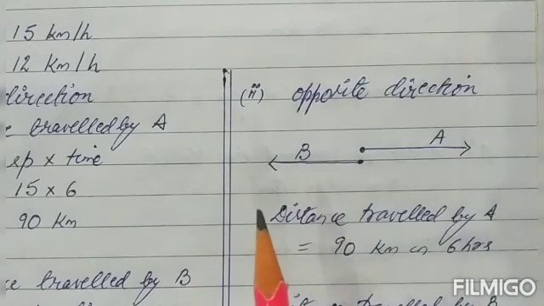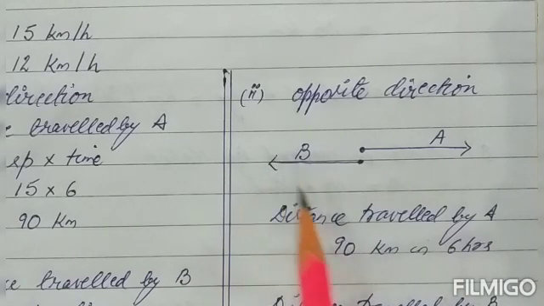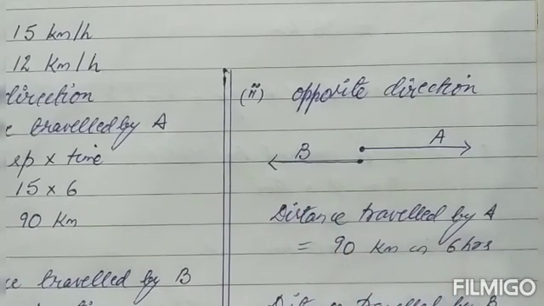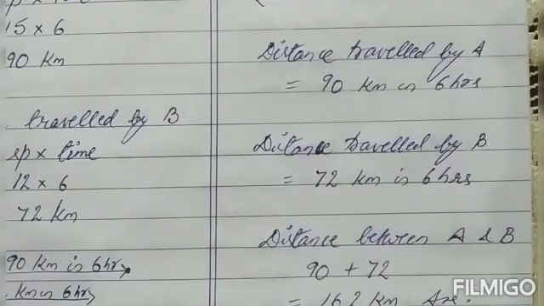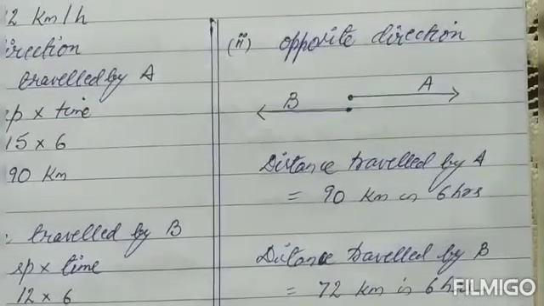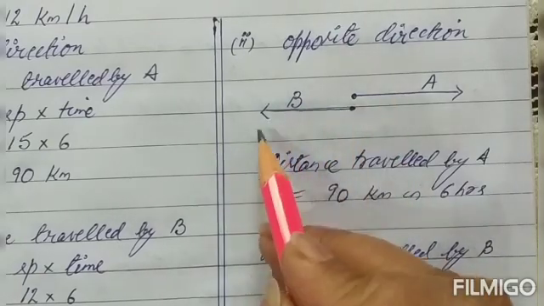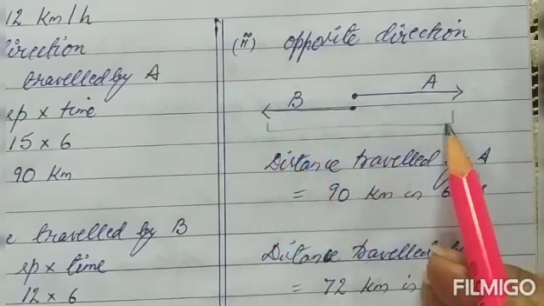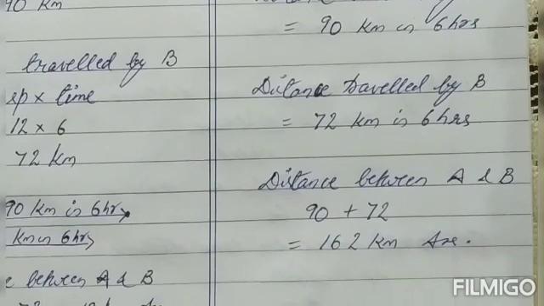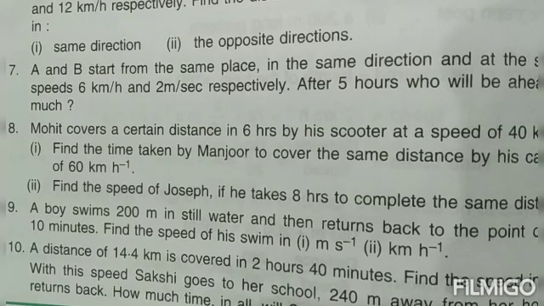Now when they are moving in opposite direction, children, that means one is going in one direction and the other is going in the other direction. Now distance traveled by both of them we have already calculated in the first part, that is 90 kilometers by A and 72 kilometers by B. Now the distance between A and B will be, children, this distance. They started from the same point and the distance between A and B is this complete thing now. Understood? From here to here. So what will we do? This time we are going to do the addition. So add and the distance between A and B is 162 kilometers. So this is how you do question number 6.